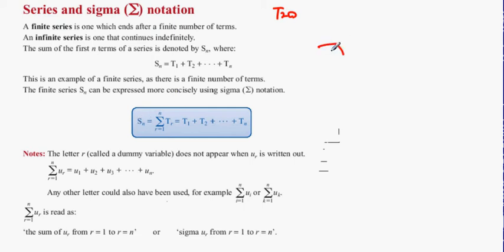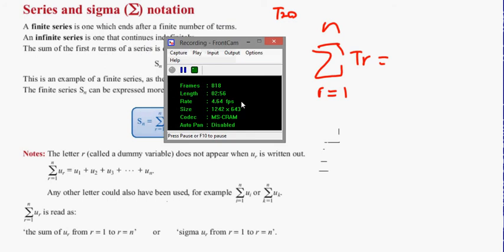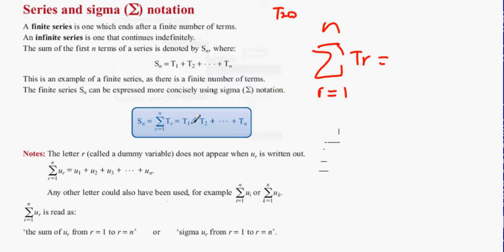So Sn is the same thing as the sum with n on top and r equals 1 on the bottom of Tr. This r equals 1 means we start off at T1, and then Tr represents all the numbers. What it represents is that the first term, 1, is the same as here, and the last term n is the same as the one here. The letter r is called a dummy variable, and does not appear when the sum is written out. So Ur, r just disappears into U1 plus U2 plus U3 plus up to Un.